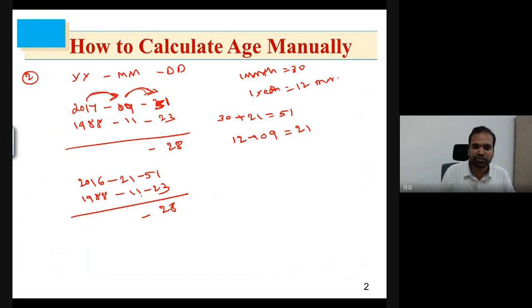Now can you subtract 1 minus 1? Of course, 0. 2 minus 1, it is 1. Now we need to subtract 2016 with what? 1988. So we will go digit by digit. Can you subtract 6 with 8? No, because 6 is the lower value. Then what is the previous value? 201. I need to borrow something here.